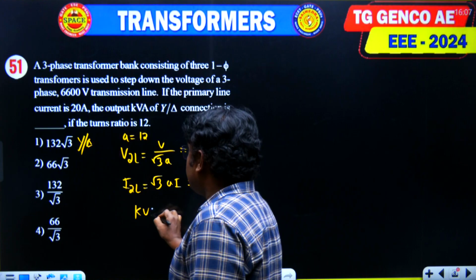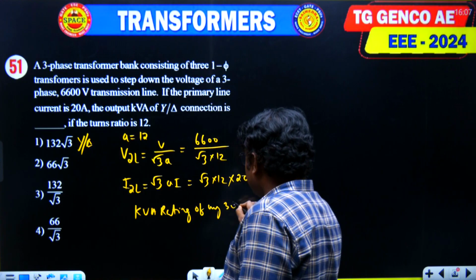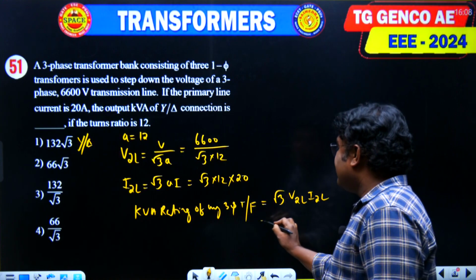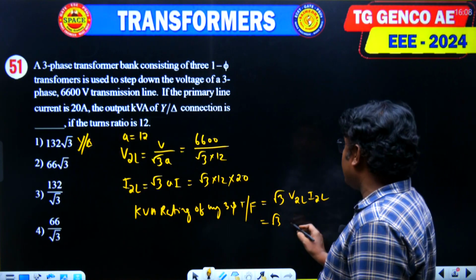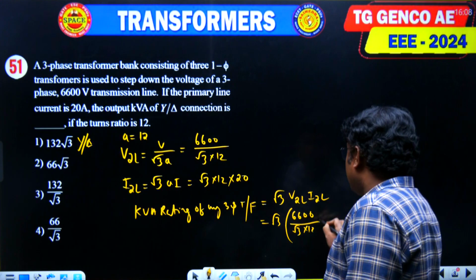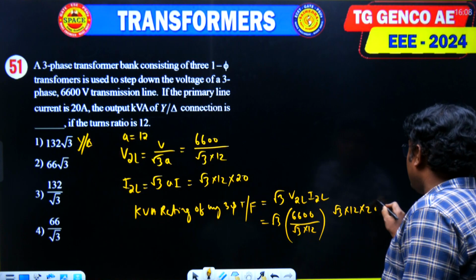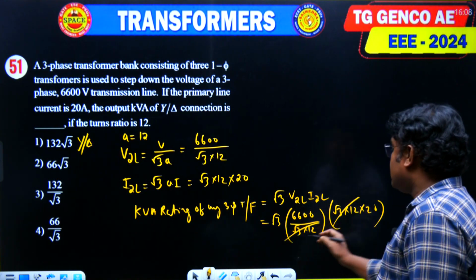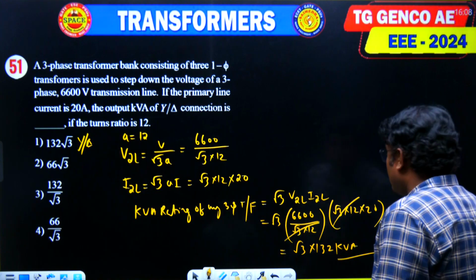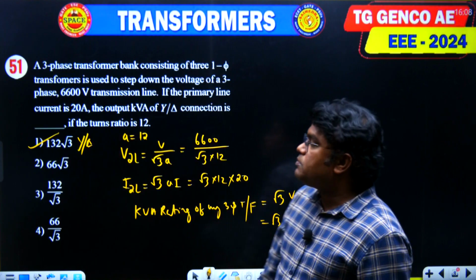Now the kVA rating of any 3-phase transformer is equal to root 3 times V2L into I2L. Here, V2L is 6600 divided by root 3 into 12, and I2L is root 3 into 12 multiplied by 20. These two will be cancelled out. So this is equal to root 3 into 132 kVA, kilovolt amperes. So this is 130 into root 3, and option 1 is correct for this question.